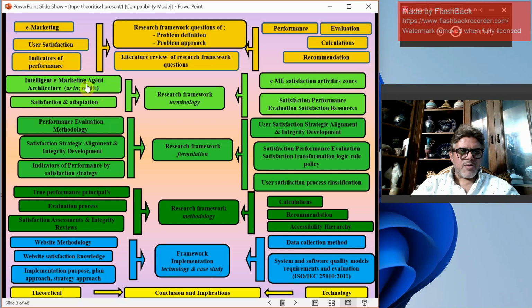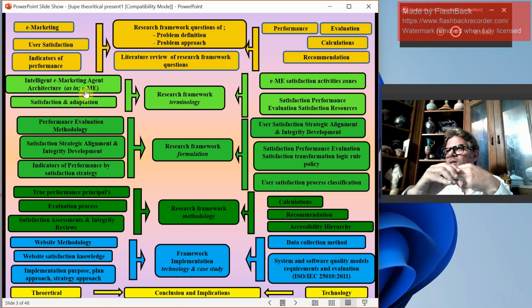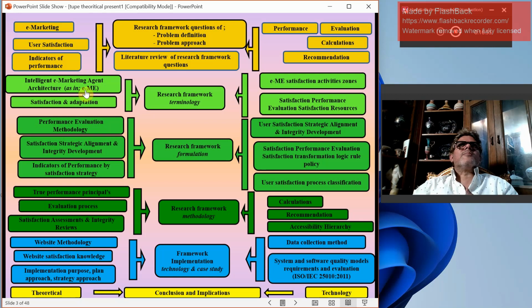Okay. Intelligent e-marketing agent architecture, as in, excuse me, electronic, I'm sorry, e-marketing environment. The E is electronic, not digital. Okay, digital, electronic. I didn't want to say digital because digital is like there is no semantics in it. Okay, I preferred electronic. Okay, so e-marketing environment.